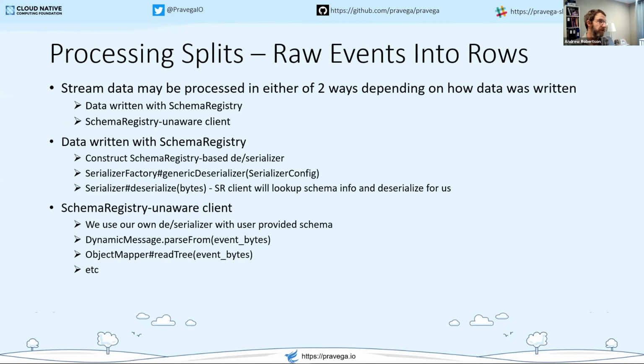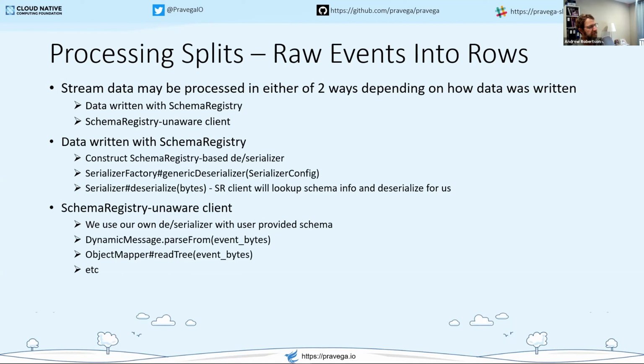Okay, so now we have to turn raw events into rows, right? So we just have these arbitrary events and data in Pravega, and we're going to turn it into something usable in a row. There are two ways that data may have been written into a stream, right? Data could have been written using a serializer provided by schema registry, or there's a schema registry unaware client, right? These are the two basic cases, and we have to handle them a little bit differently. I'll go over this in the demo and show a little bit of code to help clear this up.